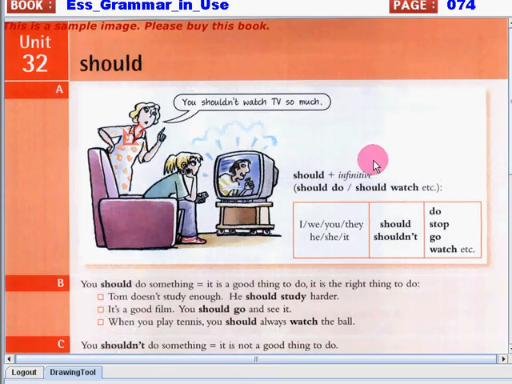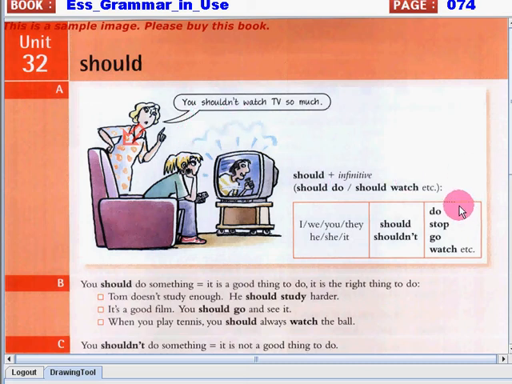Now, let's have more examples. Let's take a look at this picture. There's the mother and then the daughter. The daughter is watching TV. The mother said, "You shouldn't watch TV so much." What does the mother mean? So here, we can think that the mother is giving her daughter an advice about watching TV. She thinks watching TV is bad, so that's why she said, "You shouldn't watch TV so much."